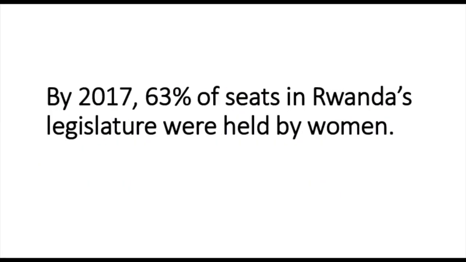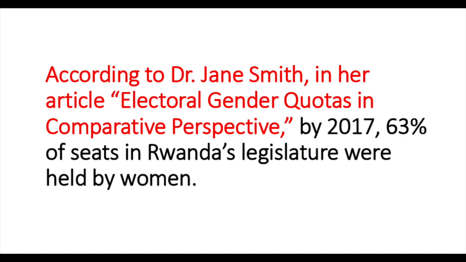But so we're going to start with this sentence. We're going to keep this super simple. This is the sentence that I'm pretending is pulled from this article. So by 2017, 63% of seats in Rwanda's legislature were held by women. Okay, so what can we do with this? I'm going to start by showing you what some of the things you can do wrong with how to do a citation, an in-text citation, a parenthetical citation here.